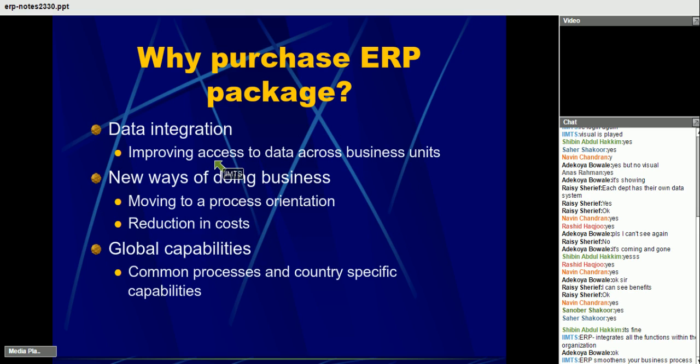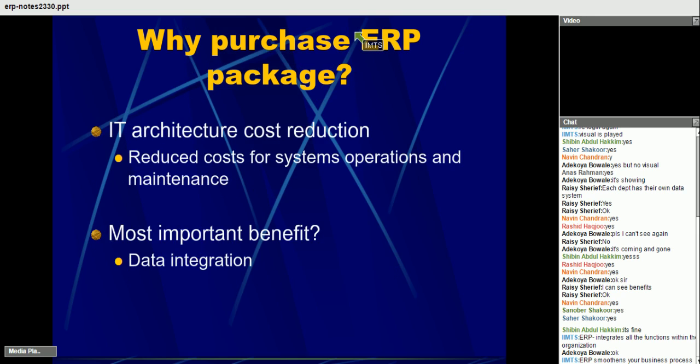Then the data integration facility is there. That means improving access to data across business units, new ways of doing business, moving to a process orientation, reduction in costs, global capabilities, common processes and country specific capabilities. Then why purchase an ERP package? IT architecture cost reduction, reduced cost for systems operations and maintenance. Last, the most important benefit is data integration.